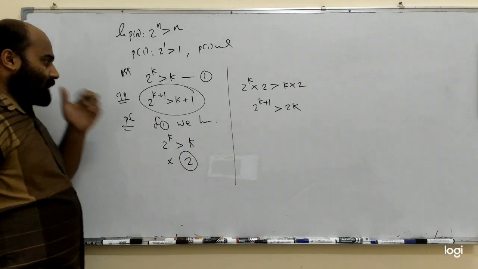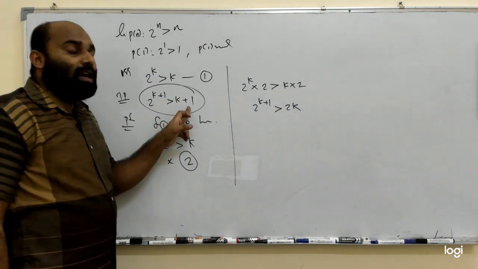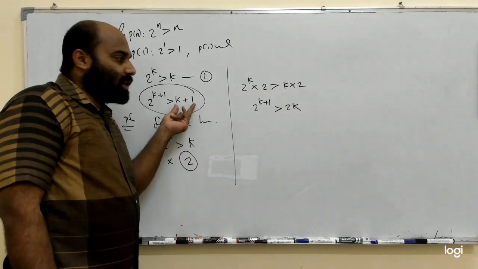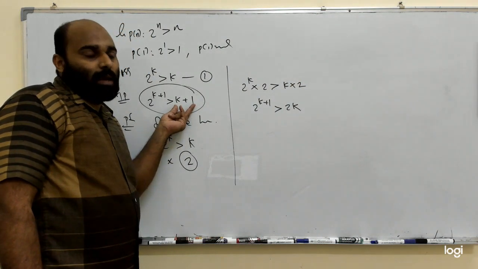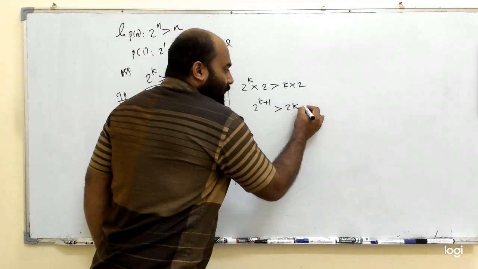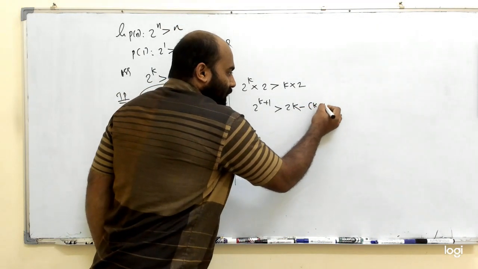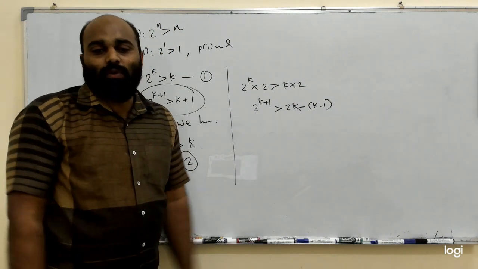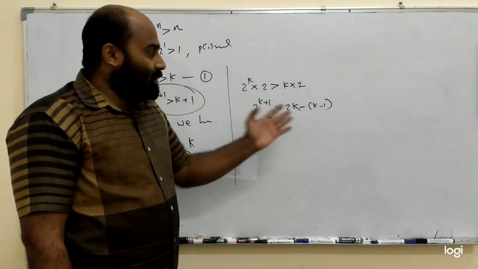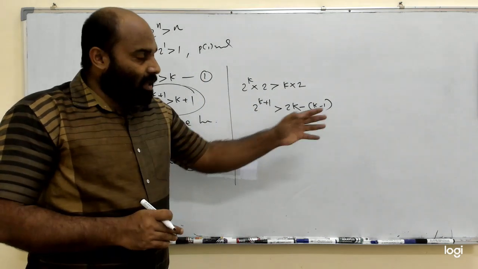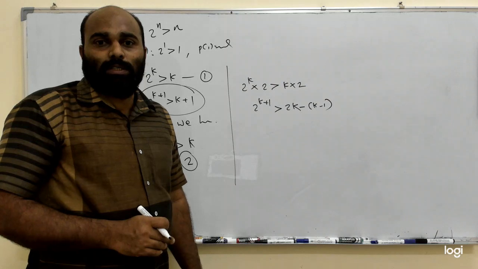Actually we want to get what? 2 raised to k plus 1 greater than only k plus 1. It is a smaller side. On the smaller side you can subtract anything to get the result. We want to get to k plus 1. So to get to k plus 1 I am subtracting k minus 1. k minus 1 of course will be a natural number, because k is a natural number only. So k minus 1 is also a natural number. So I am subtracting k minus 1 on the smaller side only.